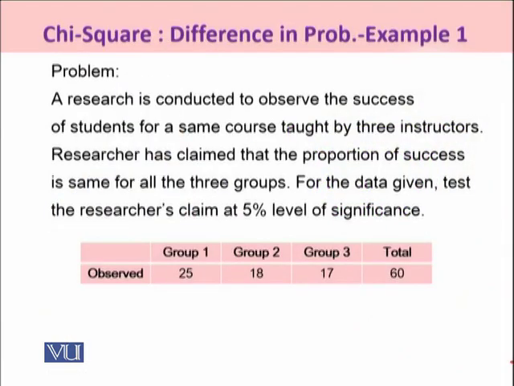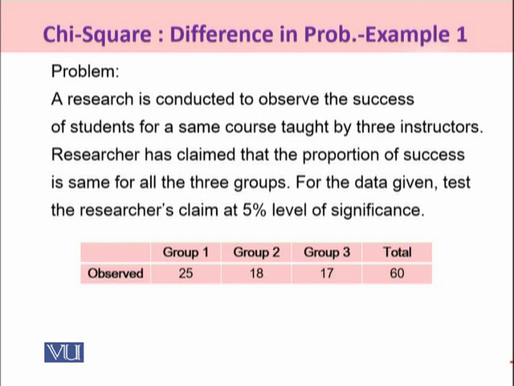So the problem under consideration is: research is conducted to observe the success of students for the same course taught by three instructors. The researcher has claimed that the proportion of success is the same for all three groups. For the given data, test the researcher's claim at 5% level of significance.